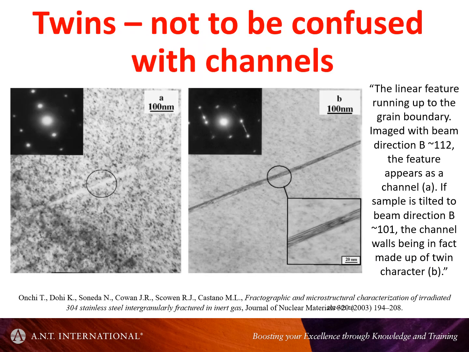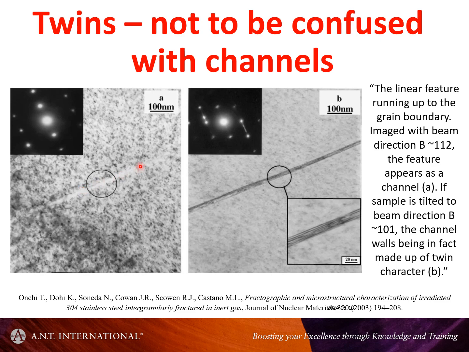Okay, so something worth mentioning, and this is generic both to steels and to zirconium alloys, is if you have an irradiated material and you have twins, now the twins may be there beforehand or they may be formed during irradiation. You may get a situation like this on the left-hand side where you have dislocation loops and what looks like a channel, but in fact it's not.